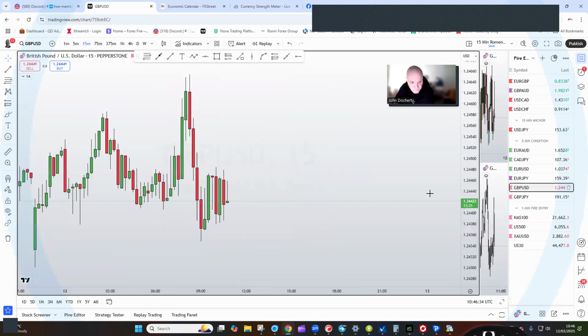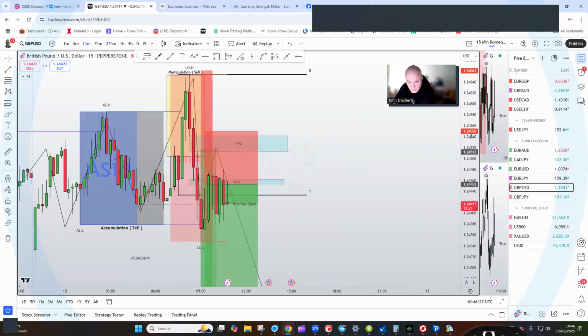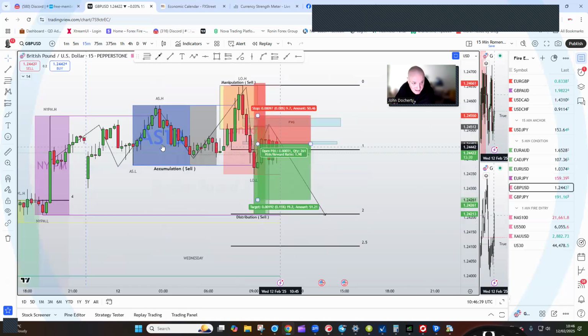The GU, again, we had accumulation, manipulation, market structure shift coming back into the lower FVG. So we've got an aggressive SL here with regard to the FVG just above the previous one being the SL area.